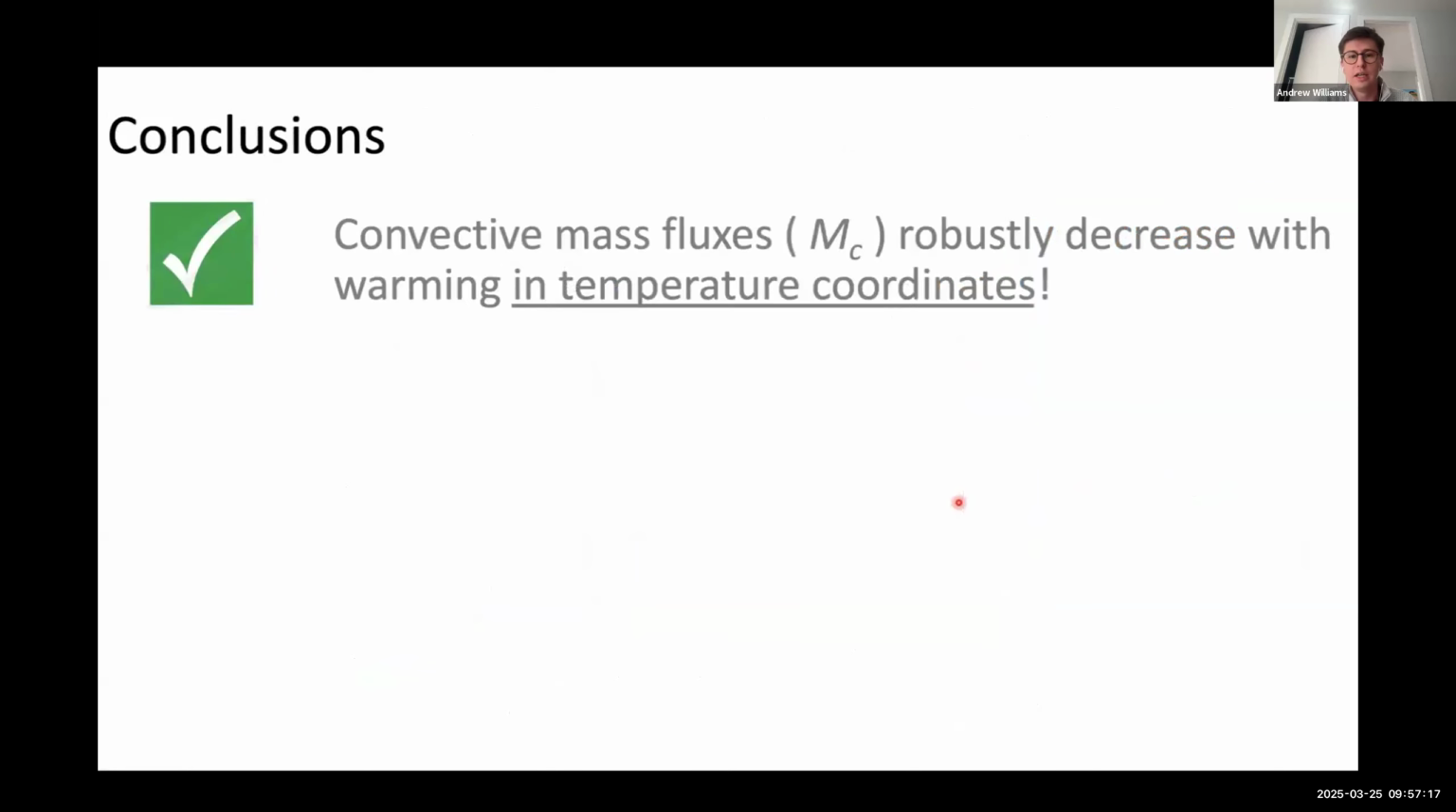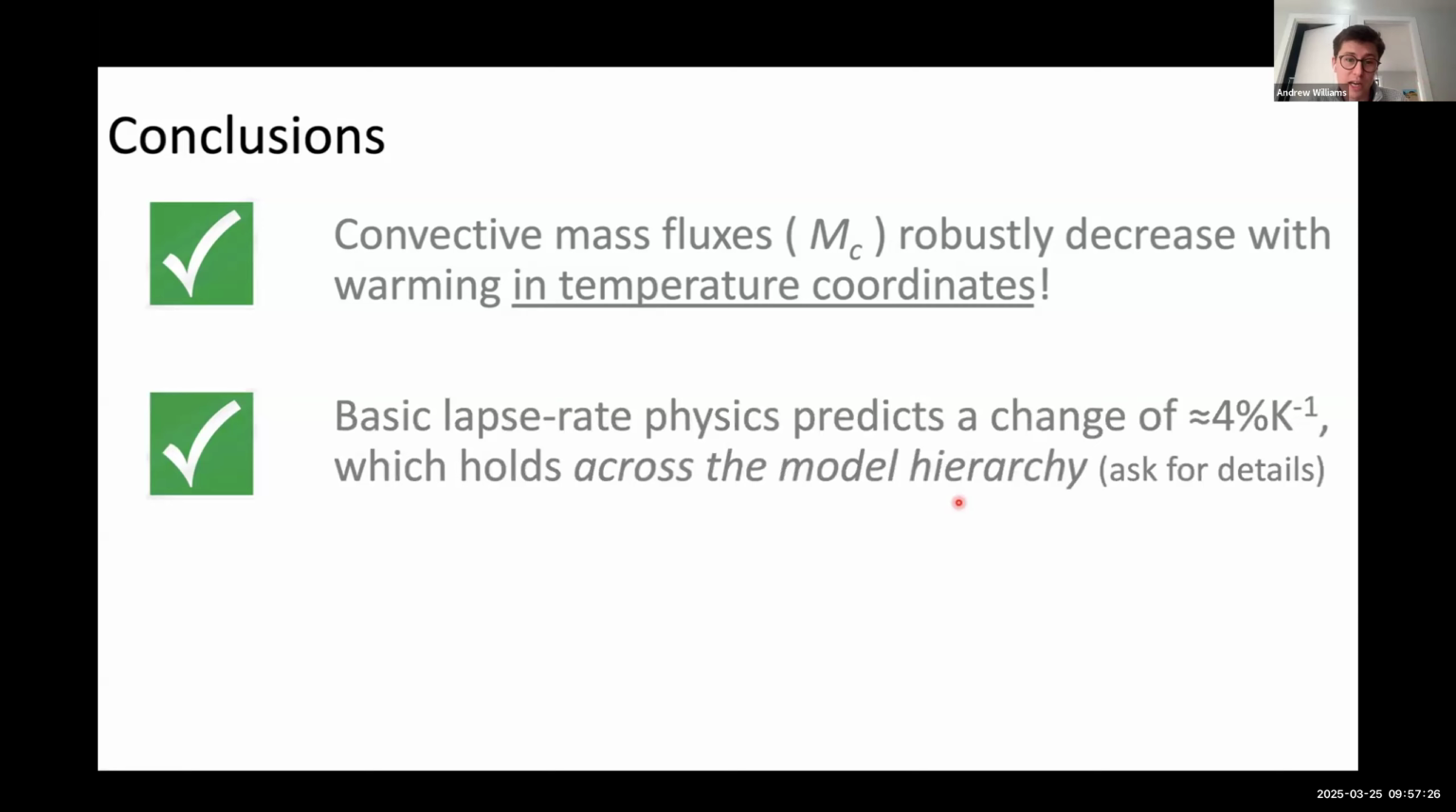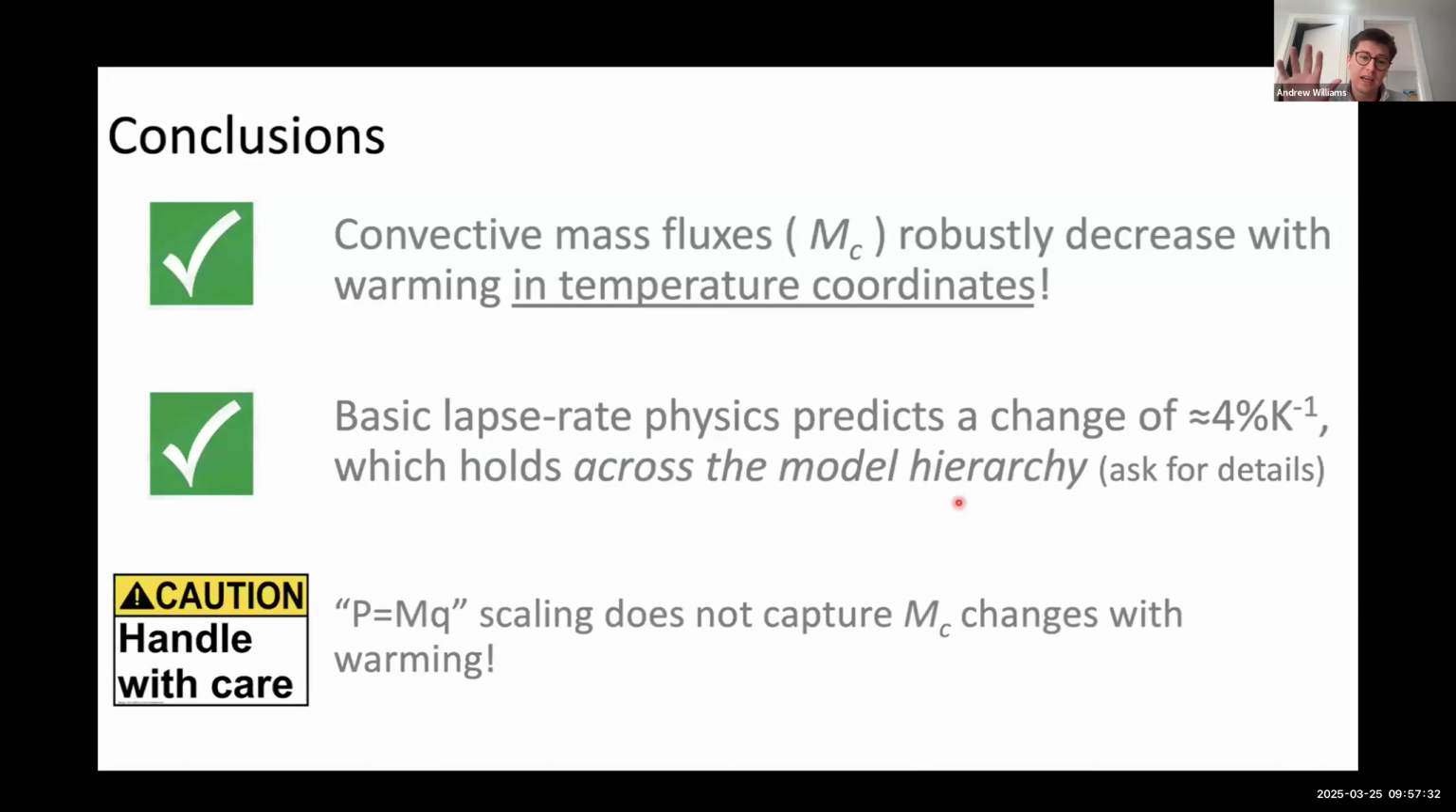So in conclusion, convective mass fluxes decrease with warming if you look in temperature coordinates, and they do so at a rate of about 4% per Kelvin, which is just because of the basic stabilization of the lapse rate. And I finally just want to say that I think we should be careful when we try to reason about climate change using the P equals MQ scaling, because, like I've shown you here, there are a lot of ways in which that can potentially lead you astray and is maybe not robust across models in the way that we perhaps thought it was.